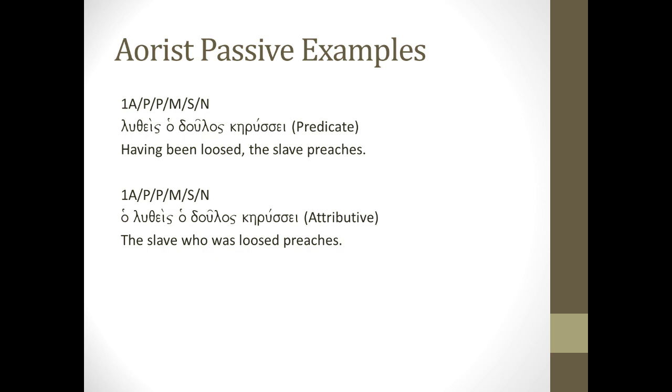All right, our participle is in the attributive position, and when we parse it, it is a first aorist passive participle, masculine singular nominative. We would translate this, "the slave who was loosed preaches." Notice that in the passive here we use "was." If it was plural, if it was the slaves, it would be "the slaves who were loosed." Okay.